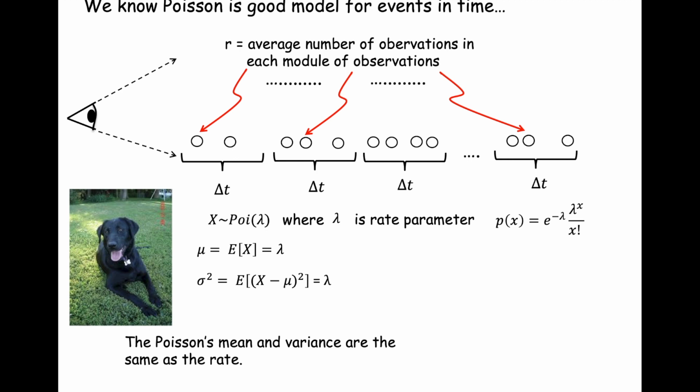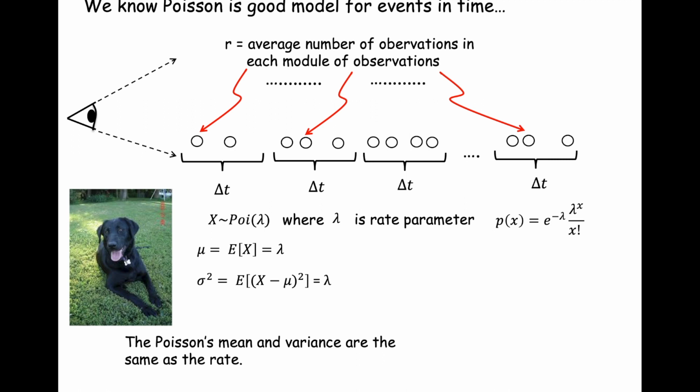X, our measurement, is distributed as, and X stands for the number of occurrences of an event. X is distributed as a Poisson and is governed by parameter lambda, where lambda is the so-called rate parameter. And so this is a probability mass function because this is a discrete distribution, because the number of events is countably infinite. And the mass function, p of x, the probability of observing some number of occurrences x of an event, is e to the minus lambda, lambda to the x upon x factorial.